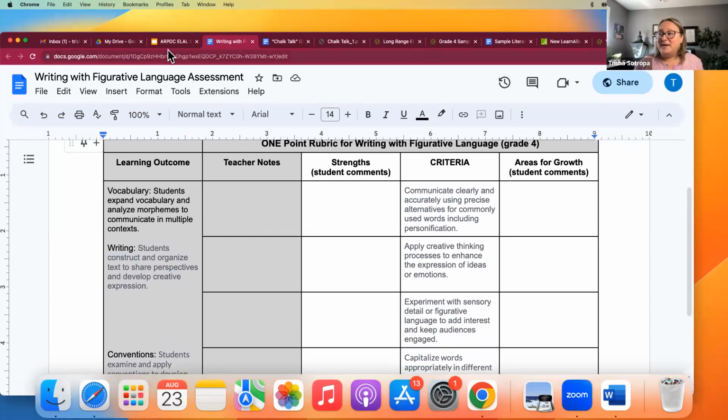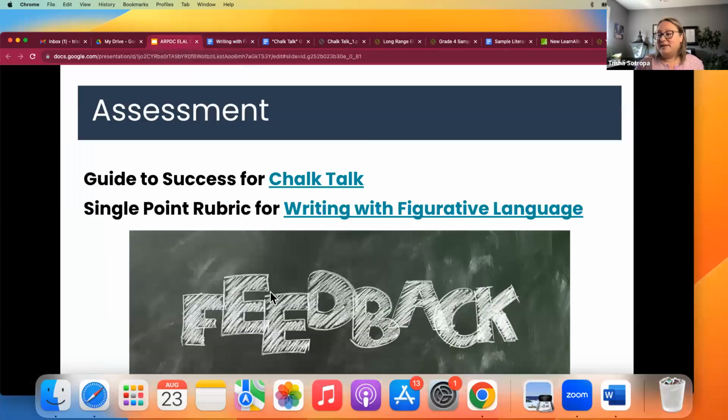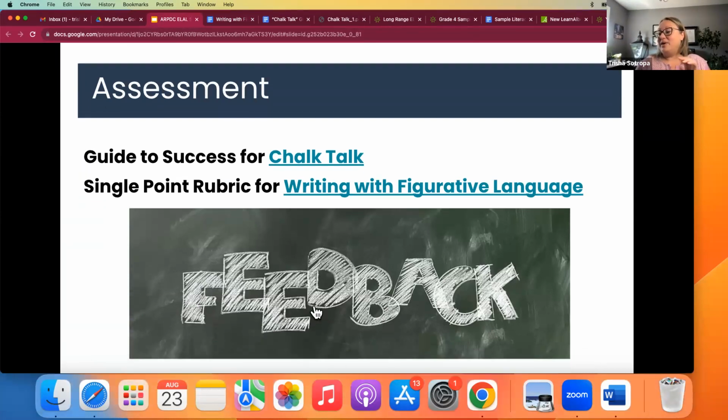All right, there are samples of single point rubrics also on the ARPDC resources page, and a little bit of explanation about how we create them and what we use them for. Okay. I am going to go to the ARPDC website shortly and show you again where to find some of these things.